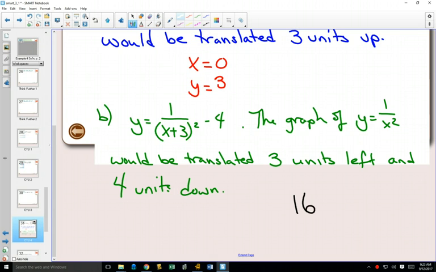Questions for practice with this one, 16 and 17.